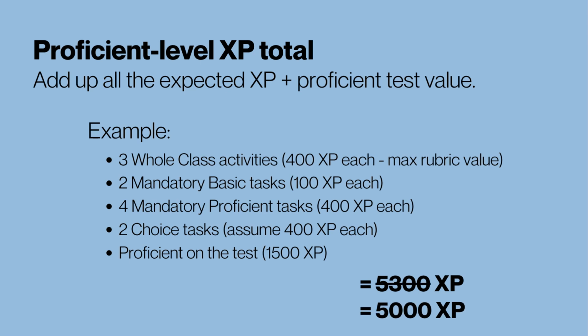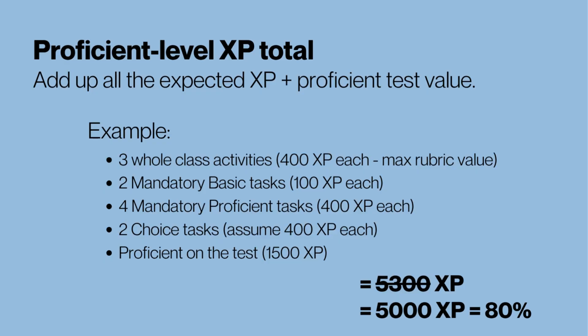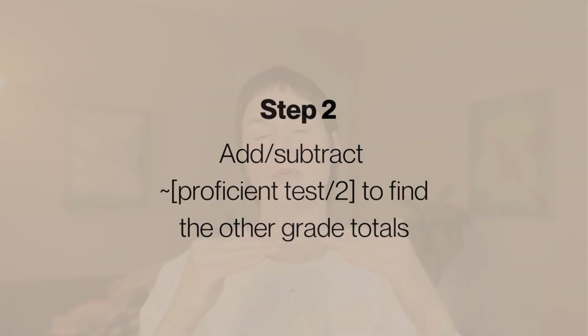Nobody's perfect, so I do tend to knock 200 off this value, because maybe they just didn't speak up in a whole class or they didn't correct something. And then 5,100 felt a bit weird, so I would knock this down to an even 5,000 XP. This for me would be an 80%. As long as they're proficient on the test and accumulate at least 5,000 XP, they'll have an 80% for the unit. You found the 80% by adding all of those assignments and proficient level tests together.